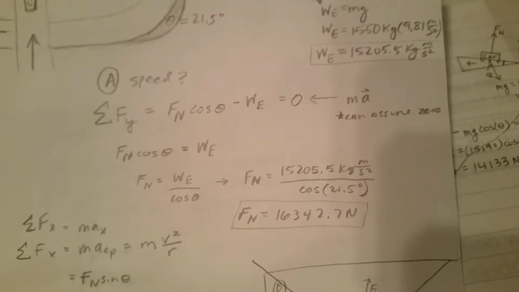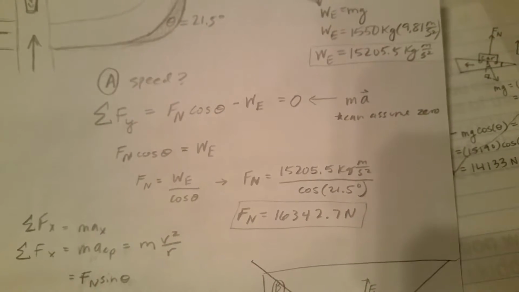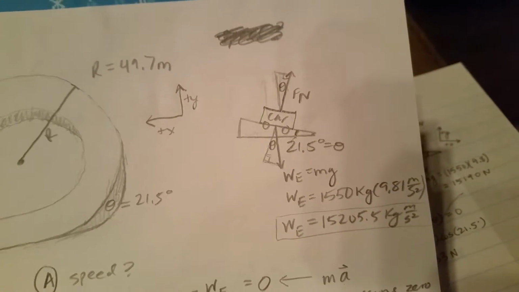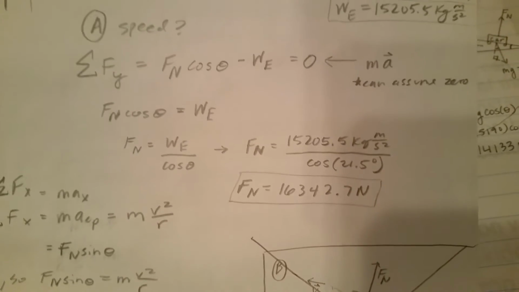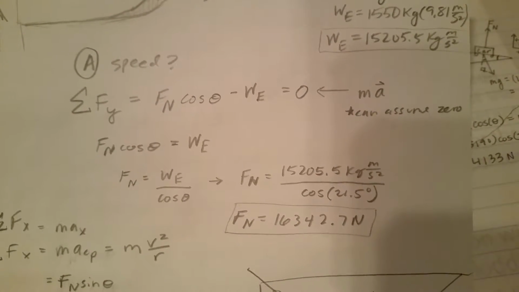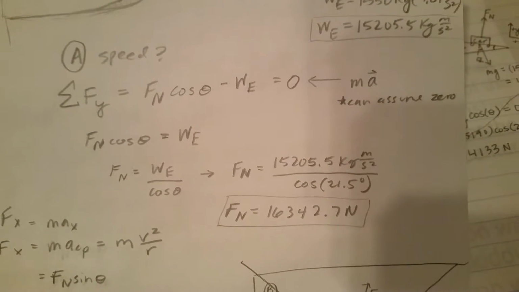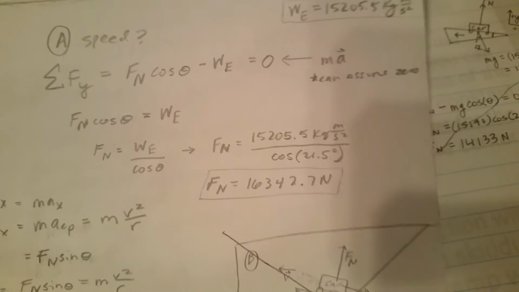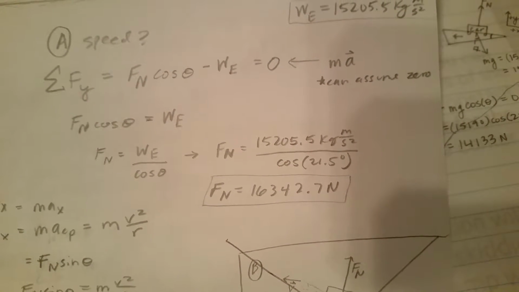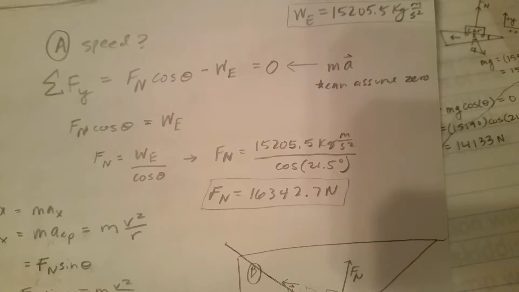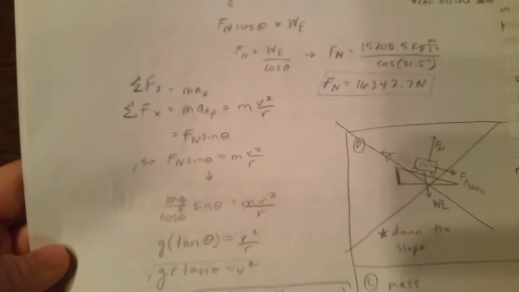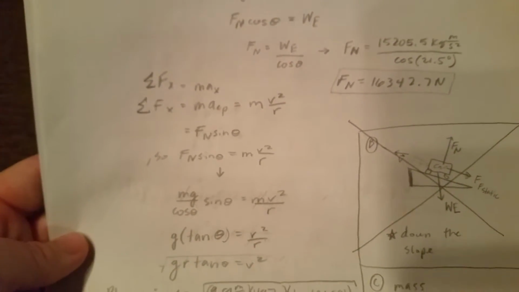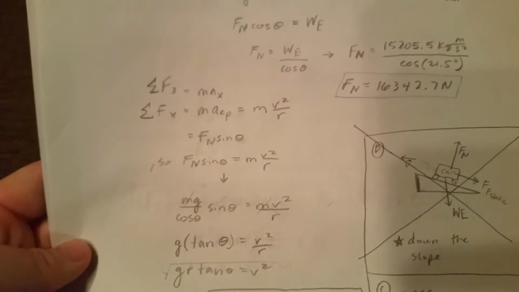Since those are the only two forces and it equals 0, the formula tells you that the component of the force normal is equal to the weight. Then if you solve for the force normal, you get 16,342.7 newtons.